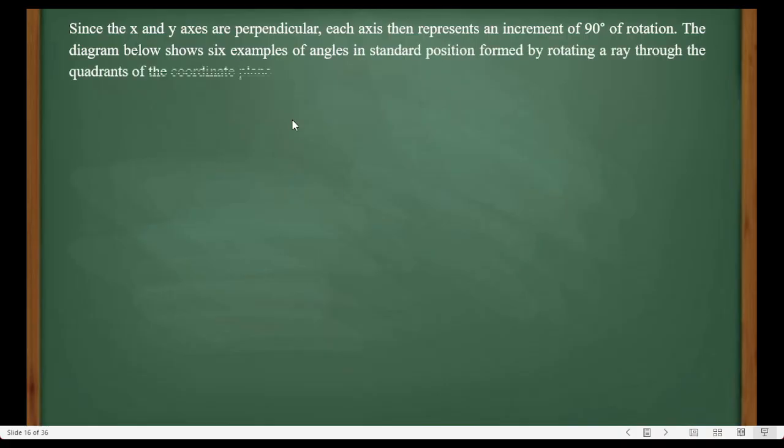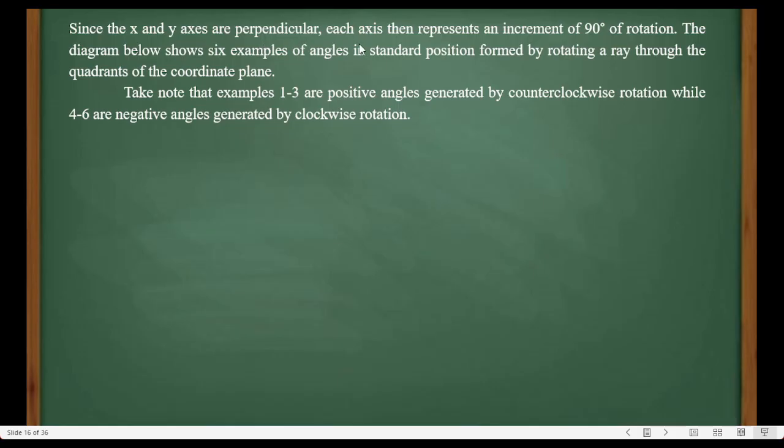Next. Since the x and y axis are perpendicular, each axis then represents an increment of 90 degrees of rotation. The diagram below shows 6 examples of angles in standard position formed by rotating a ray through the quadrants of the coordinate plane. Take note that examples 1 to 3 are positive angles generated by counterclockwise rotation, while the last 3, 4 to 6, are negative angles generated by clockwise rotation. For you to understand what I'm trying to explain here, let me show you the 6 figures.